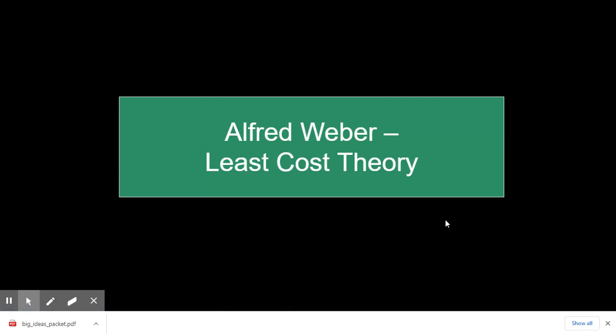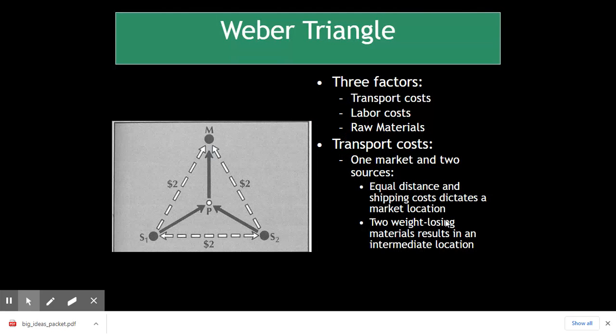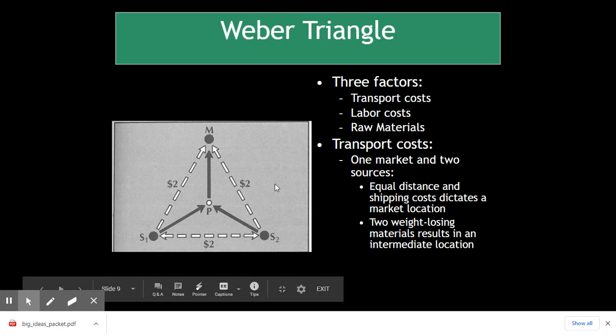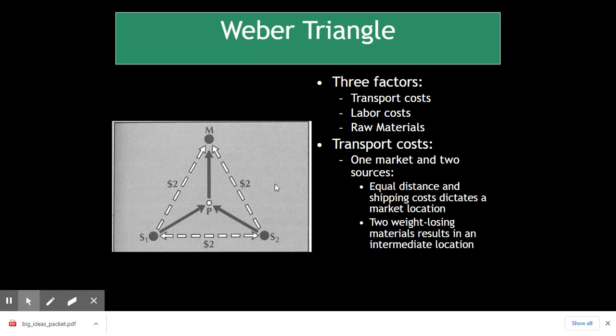All right, so let's talk about Alfred Weber and the least cost theory. He analyzed markets and industry to try and figure out, similar to von Thunen, what's going to be the most profitable place to put your factory. There were 3 factors that he had to consider. I want you to write down in your notes that the 3 factors are transportation costs, labor costs, and raw material. He wants to make the transportation somewhat equal to the markets. He doesn't want to have to drive too far for transportation.